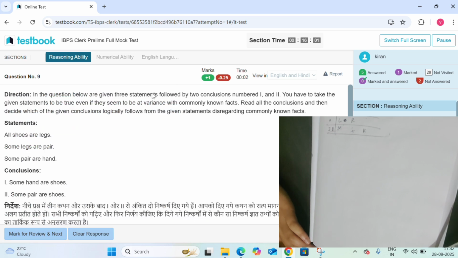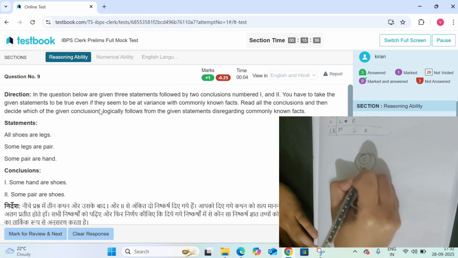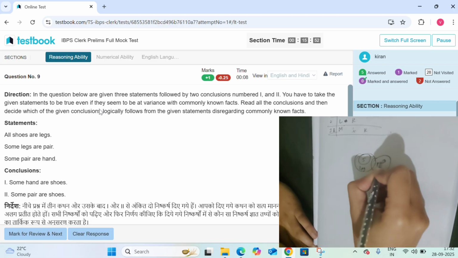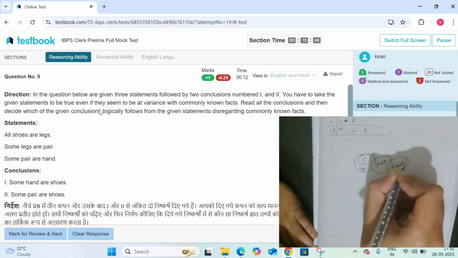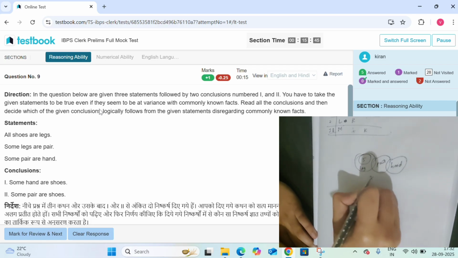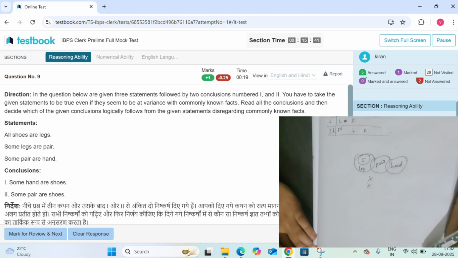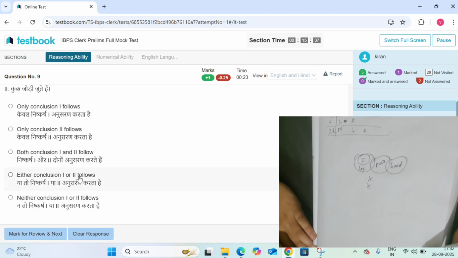All shoes are legs. Some legs are paired. Some pair are hand. Some hand are shoes, false. Some pair are shoes, that is also false. Neither one nor two follows. Next.